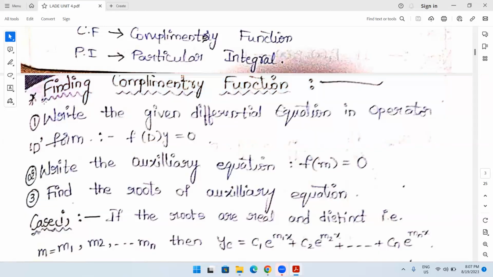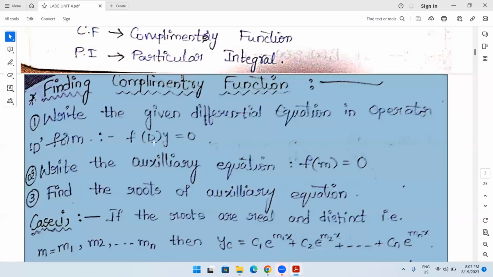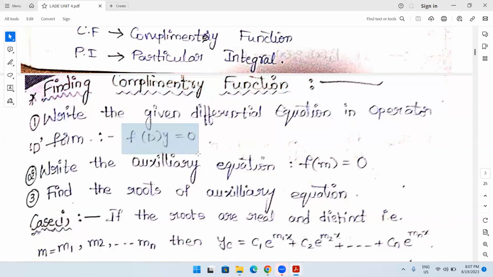That is yc. Let us see the 3 steps. Step one: write the given differential equation in the operator D form. What is the operator D form? f of D y is equal to 0. If it is not given in the operator D form, we write it in this form. In maximum 95% of problems in the exam, you get the operator D form only. The first step can be skipped if they have given the question in operator D form. Mostly, only a 5% chance they may give you a different form, that is, the d square by dx square form.